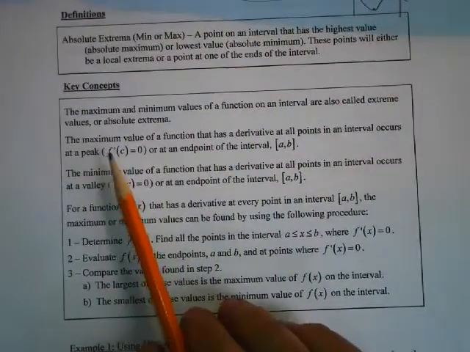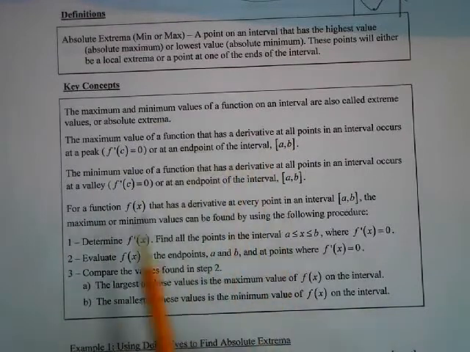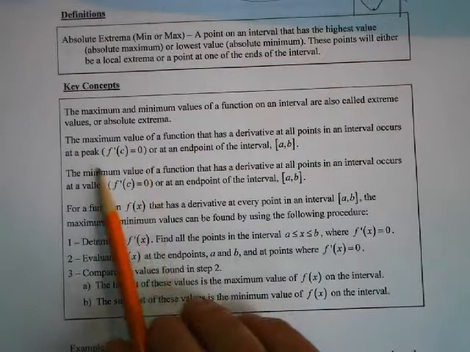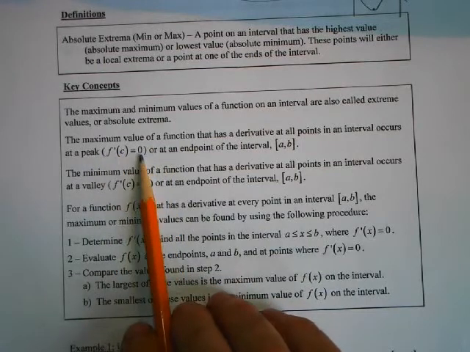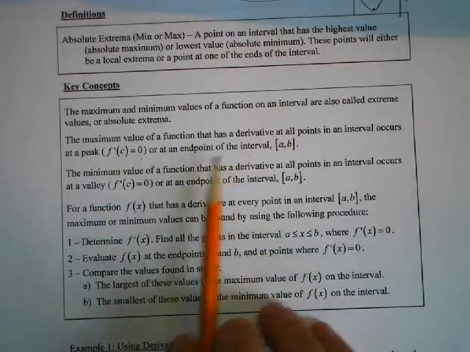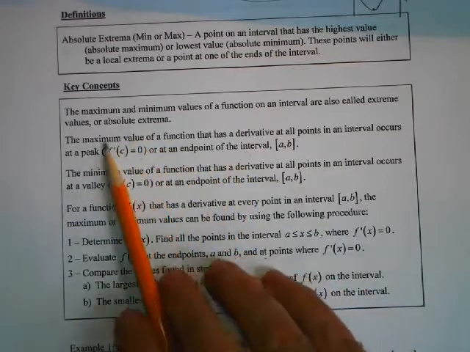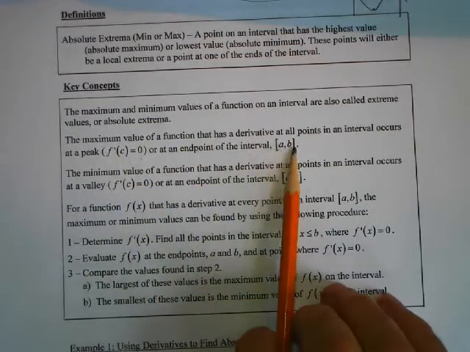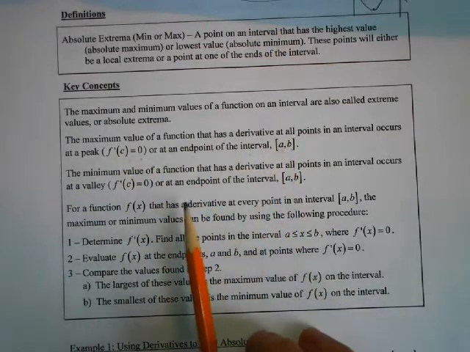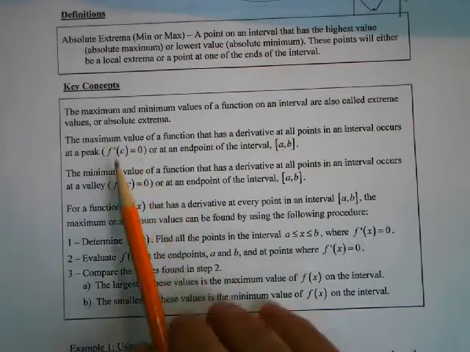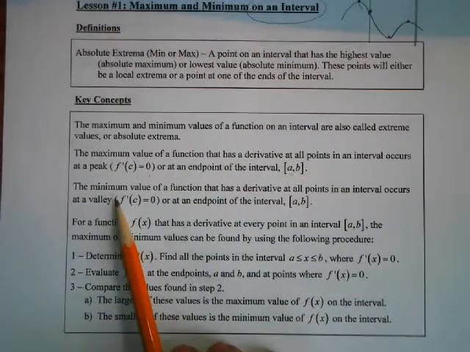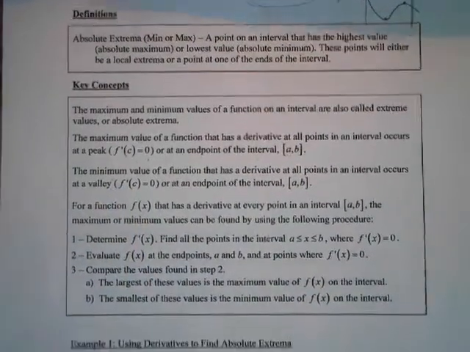The maximum value of a function that has a derivative at all points in an interval occurs at a peak where the first derivative is equal to 0, that gives you the critical points, or at an endpoint of the interval. So it could be at one of these values, it could be any number of values within the interval, but you also test at a and b to see what those values are. The same thing applies for minimum. This is basically the same definition, just replacing max with min.